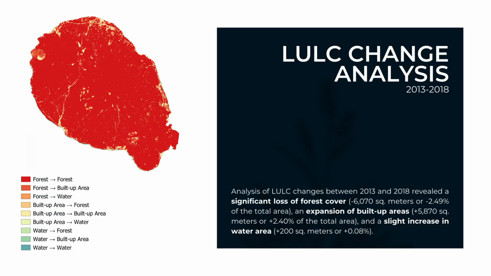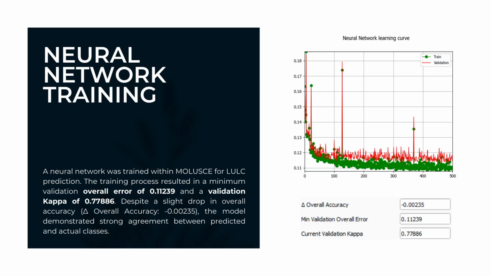Analysis of LULC changes between 2013 and 2018 revealed a significant loss of forest cover, an expansion of built-up areas, and a slight increase in water area. A neural network was trained within MOLUSCE for LULC prediction. The training process resulted in a minimum validation overall error of 0.11239 and a validation kappa of 0.77886. Despite a slight drop in overall accuracy, the model demonstrated strong agreement between predicted and actual classes.